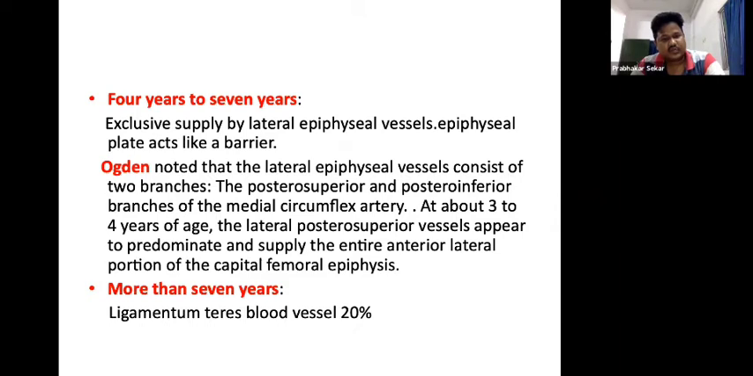So from 4 to 7 years, Ogden stated that the lateral epiphyseal vessels have 2 branches. One is postero-superior and the other postero-inferior. Both branches come from the medial circumflex femoral artery.